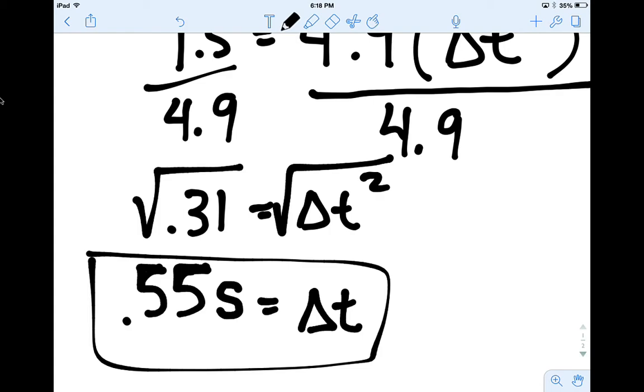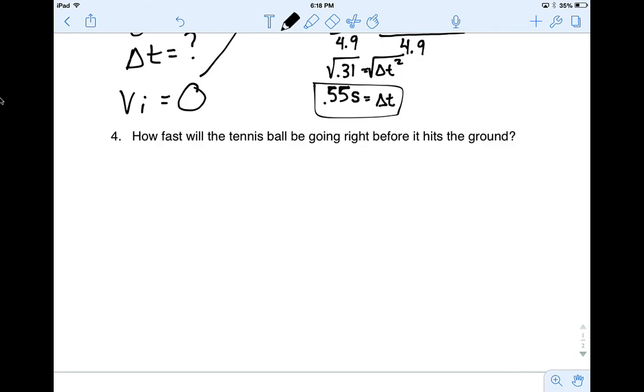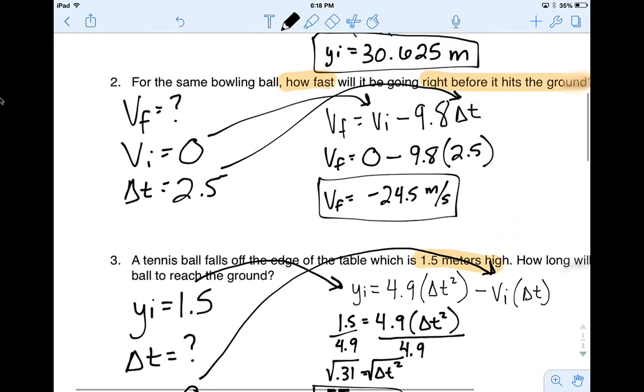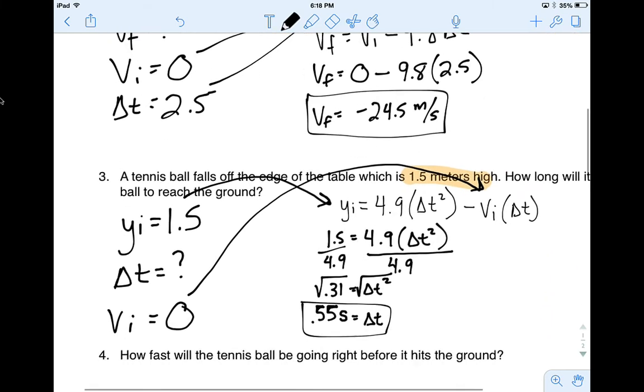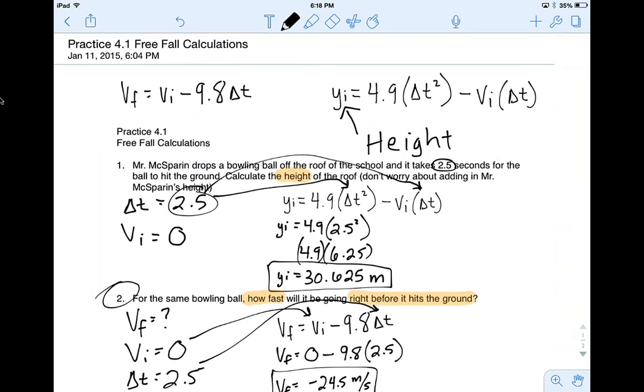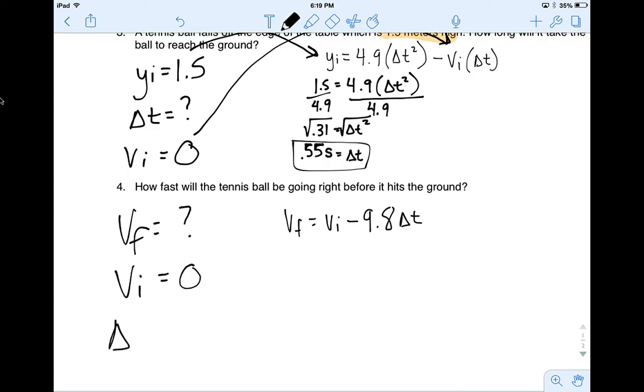There we go. Now, the last thing I want to do here, number 4: how fast will a tennis ball be going right before it hits the ground? This one looks just like number 2, the exact same question, so I'm going to use the exact same method. I'm going to copy this equation. Remember, that equation will give me final velocity. VF is my question mark. VI is 0. And delta T, now we know, is 0.55.